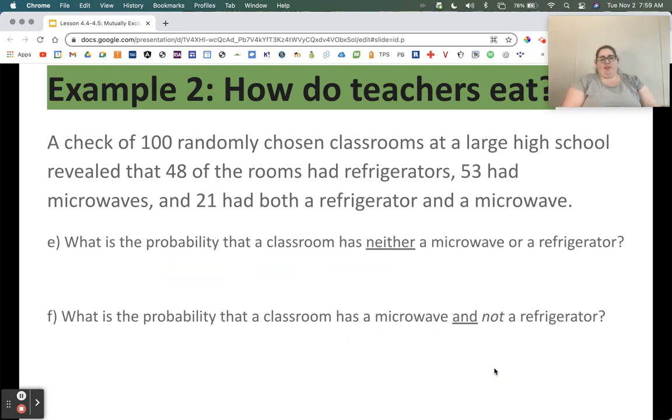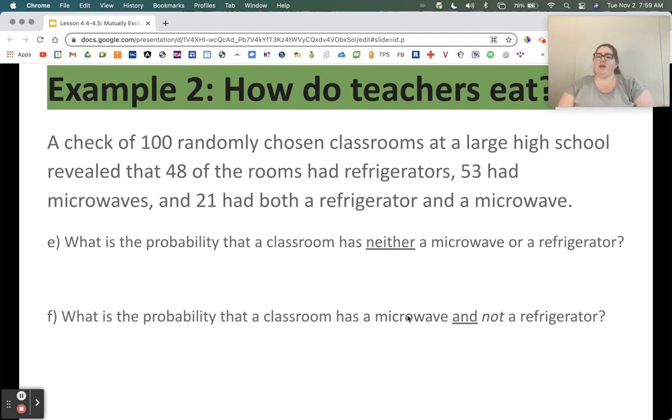Then we have some more questions, which ask, what's the probability that a classroom has neither? What's the probability that a classroom has a microwave and not a refrigerator? So definitely can figure these out. Neither means they don't have one or the other or both. So one way to think of this probability is to do 1 minus the or probability, because or means one or the other or both. The only other option outside of that is that they have neither. So 1 minus my or would give me my neither.